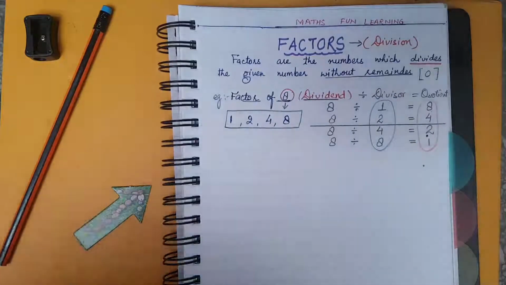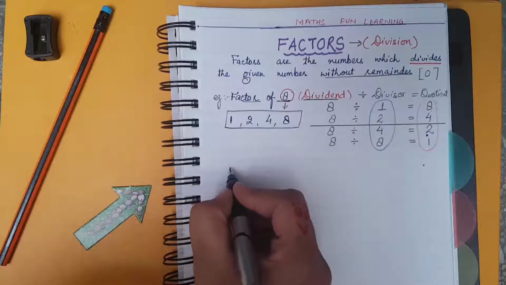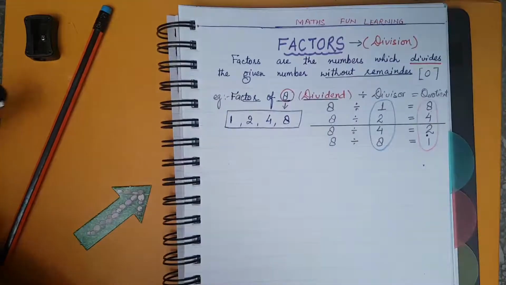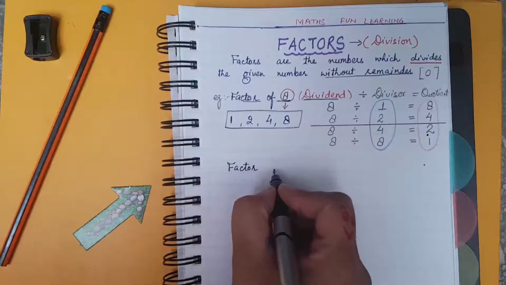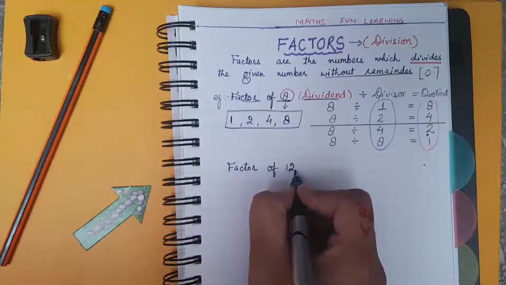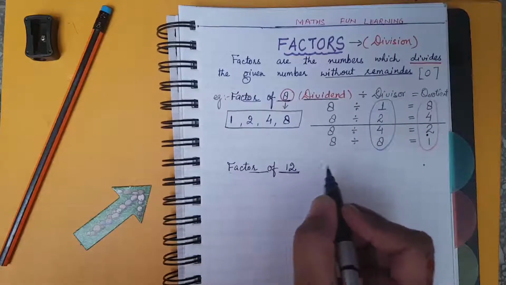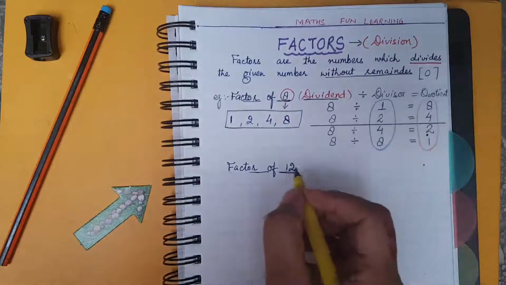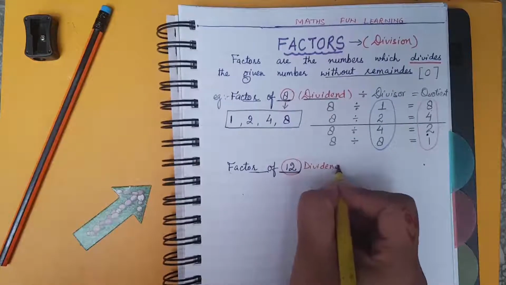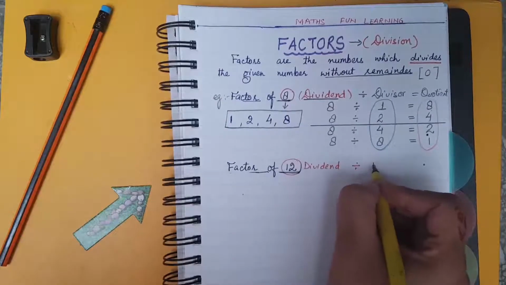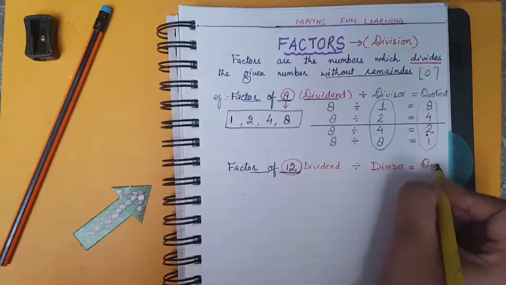Let's find out the factors of 12. This is a 1-digit number. I will take another 2-digit number. Factors of a 2-digit number. So I will take 12 in that case. Okay, so here 12 is your dividend. Very good. So here the 12 you can take, that is your dividend. And you have to divide this with a divisor, and whatever the answer you will get, that is called a quotient, right?